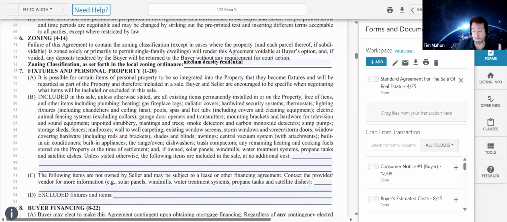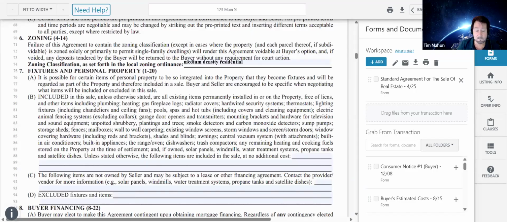Central vacuum system with attachments, built-in air conditioner. So a built-in air conditioner, obviously going to be central air or a through-the-wall air conditioner, not a window air conditioner. So built-in air conditioners, built-in appliances, the range and oven, whether it's considered built-in or not, that's supposed to stay. Dishwashers, trash compactors, haven't seen one of those in 30 years.